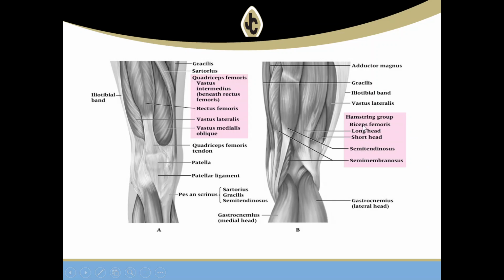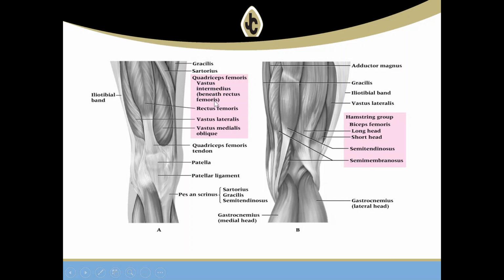We've got your biceps femoris, which is right here, which is more on the outside of the leg. And then two smaller muscles, your semitendinosus and semimembranosus on the inside of the leg. Then you've got your quad. So these are a flexion group, all right? Here's your extension group.